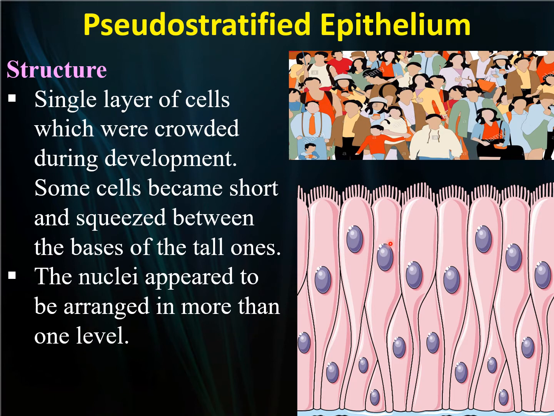This layer of cells is crowded during development. During their development, they are crowded over each other. Like crowded people, we see that some people are tall and some are short, so they appear at different levels. Our cells are like that. The tall cells appear like that, and the short cells are squeezed between them. So the nuclei appear at different levels. They appear as stratified, or pseudostratified, not true stratified, because only the nuclei are present at different levels, but all of the cells are resting on the same basement membrane.